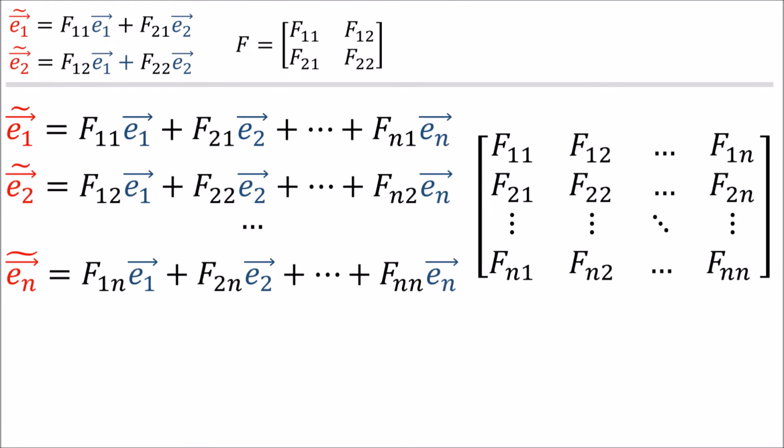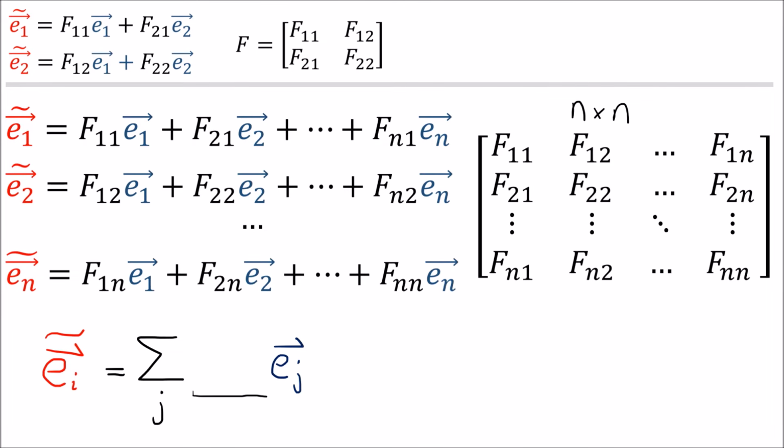And again, we can write these coefficients in a matrix. This time it would be an n by n matrix instead of a 2 by 2 matrix. And that's our matrix F. Now, writing out all these equations is kind of annoying, so let's see if we can find a better way to write this. So if I wanted to build the ei tilde vector out of the ej vectors, what I would want to do is write ei tilde as some sort of combination of the ej basis vectors. But I still need to decide on the coefficients, so what would these be?